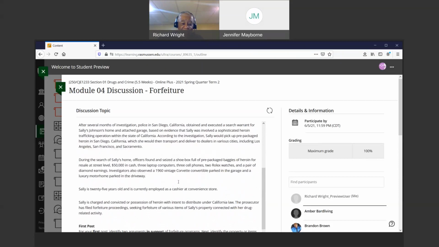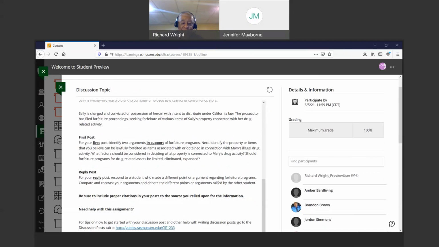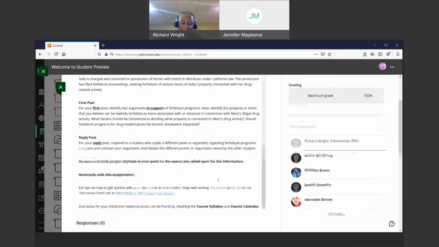And then for your first post, identify 2 arguments in support of forfeiture programs and identify the property or items you believe can be lawfully forfeited in connection with Mary's illegal drug activity. And then tell me what factors you considered, and should the forfeiture program for drug dealer related assets be limited, eliminated, or expanded. And then your reply post, respond to a student with a different point of view regarding forfeiture programs. It says include proper citations. My policy on that: citations are welcome, but I'm not requiring them for the discussion assignments in this course.